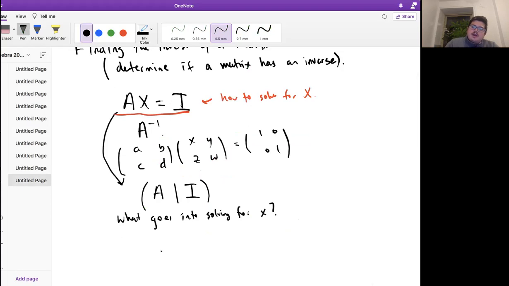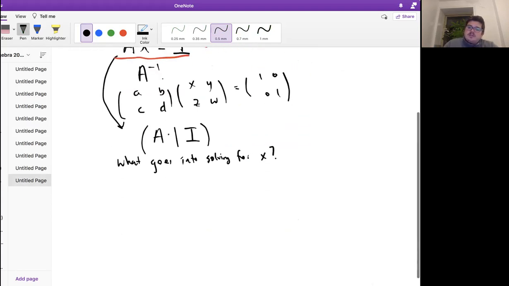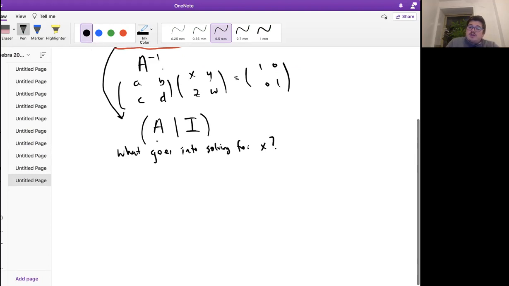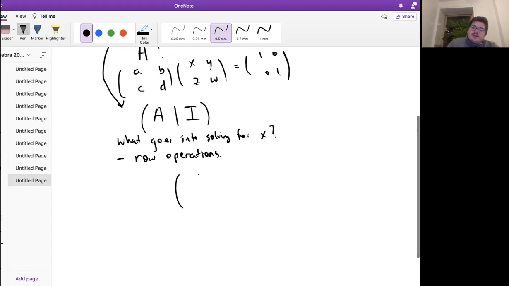So how would you go about solving this as well? Notice that when you do one row operation, you get closer to solving for X. So how do you solve this augmented system? You do row operations. Right, so for example, if I have A, B, C, D, 1, 0, 0, 1, you want to do row operations.